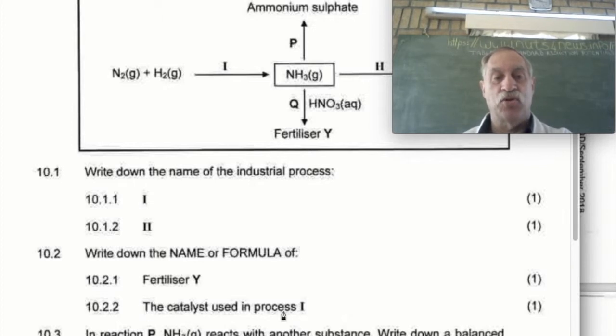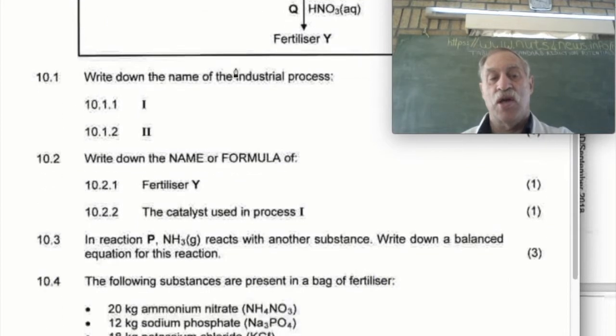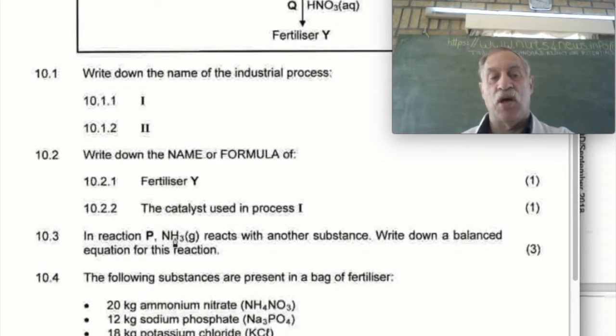The catalyst used in process 1 is iron oxide, or just plain rust, like a rusty nail. That is the catalyst. You just got to learn it. In reaction P, ammonia reacts with other substances. Write down a balanced equation for this reaction.